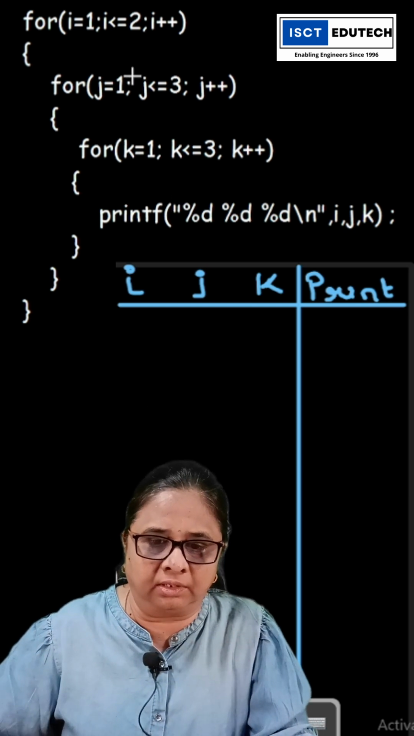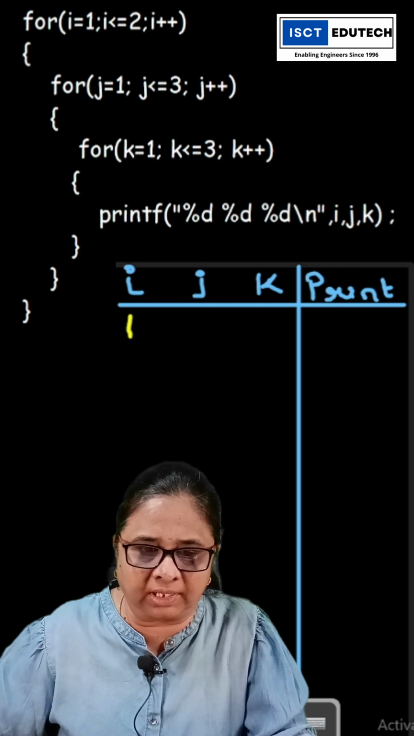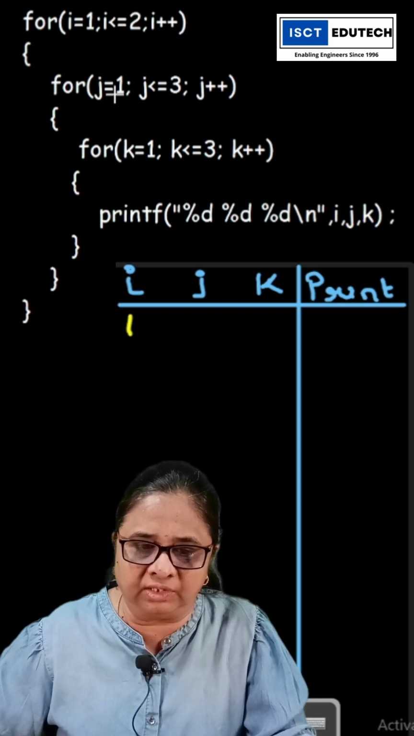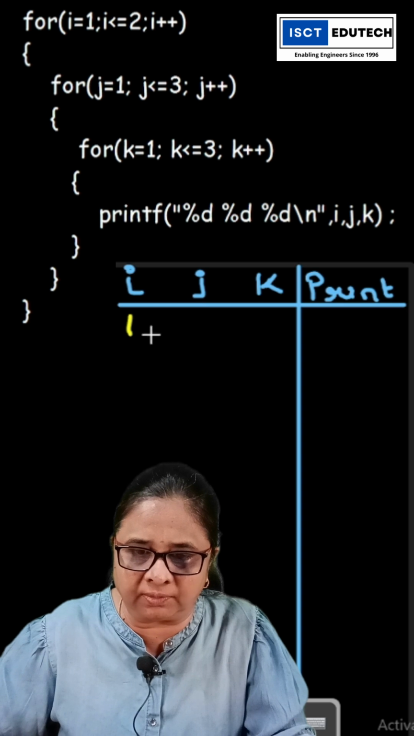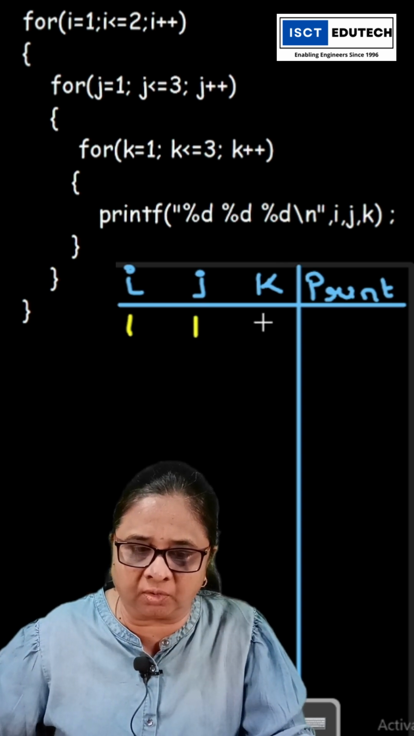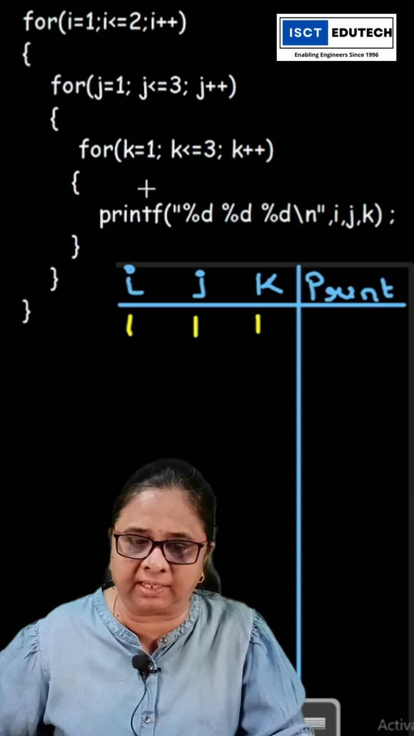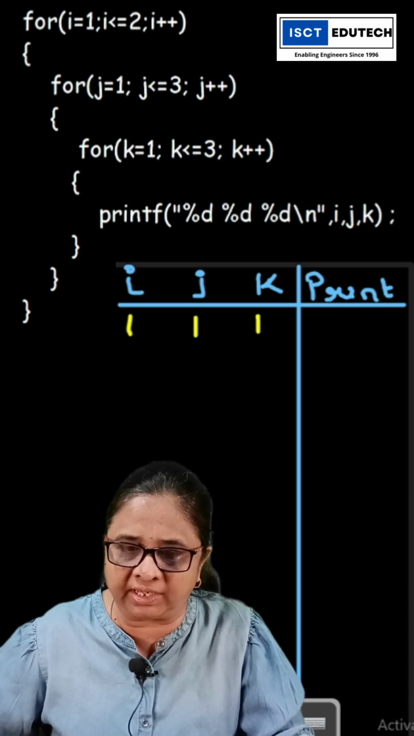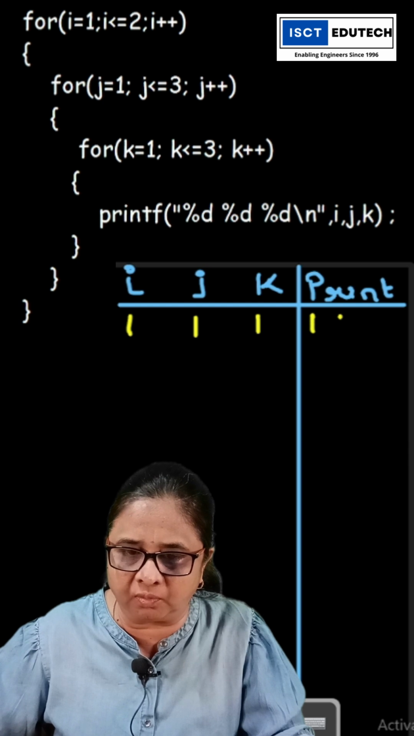How does this work? So I starts with 1, 1 less than or equal to 2, yes. J equal to 1, J less than or equal to 3, yes. It enters the K loop. K equal to 1, K less than or equal to 3, yes. So it enters the K loop. What is that? Print I, J, K. I should get the output as 1, 1, 1.